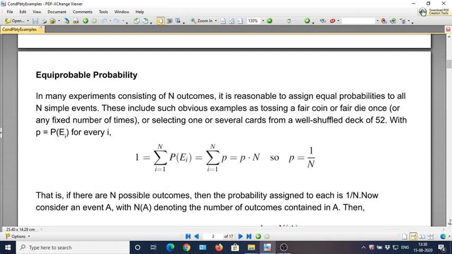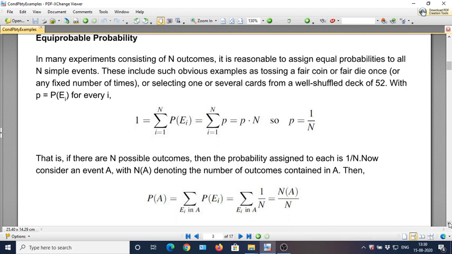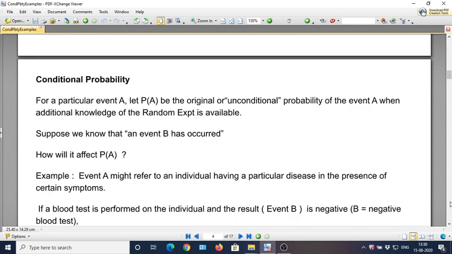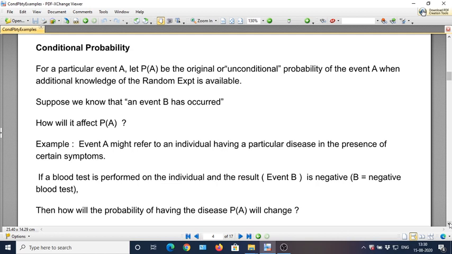it. We also saw that in case the sample points are equiprobable, it becomes easy to calculate the probability as the favorable number of outcomes corresponding to an event A divided by the total number of outcomes. We also saw what a conditional probability is, that is, with the knowledge that a particular event B has occurred, we question what is the probability that an event A would occur with this additional or new knowledge.